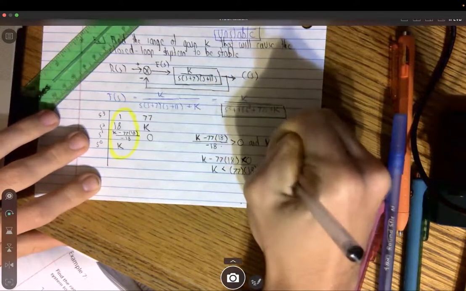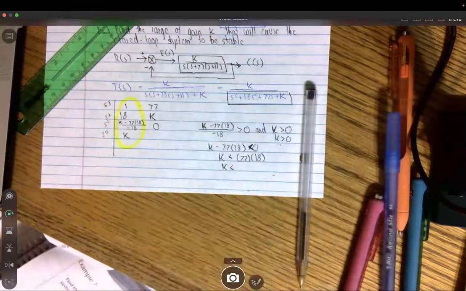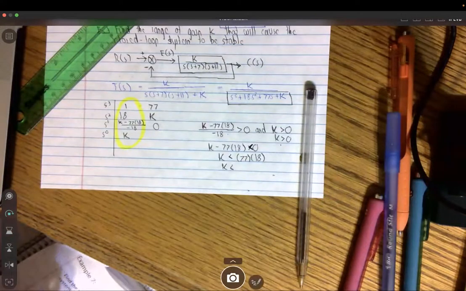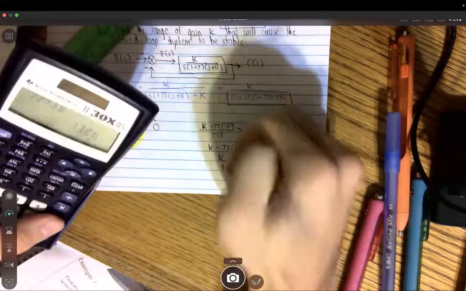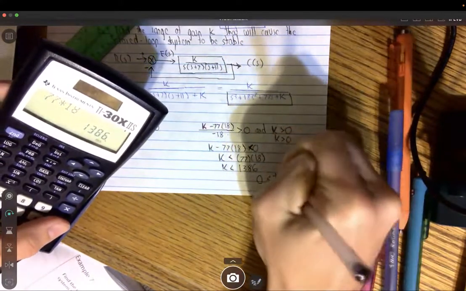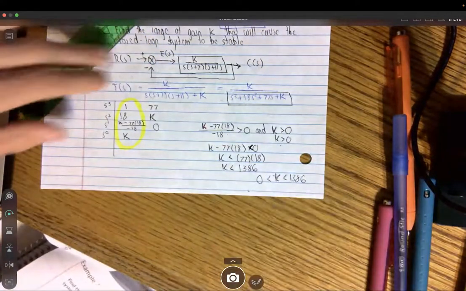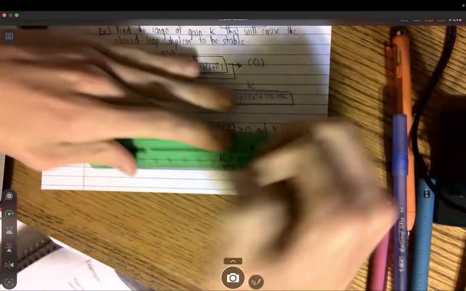So then this one will be the other condition that needs to be followed, but K is less than, here's my calculator, 77 times 18 is 1386. And so your value for K must be between 0 and 1386 in order to ensure that the system remains stable. And so that's what we have here.